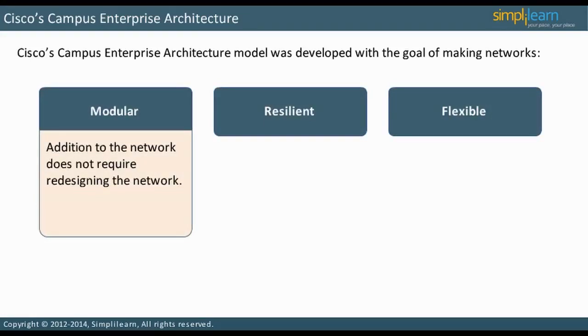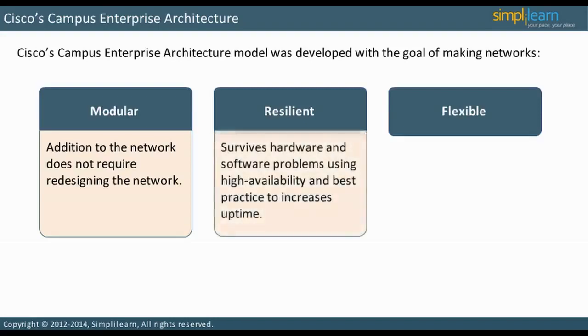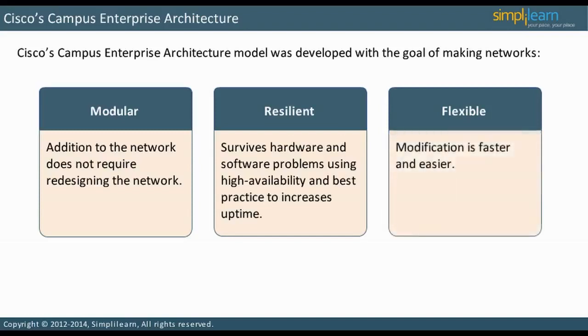Modular means that adding to the network does not require redesigning the network. This is important for scalability. A network is resilient when it can weather hardware and software problems without failure. High availability technologies and best practices increase network uptime. A network is flexible when modifying the network is faster and easier.